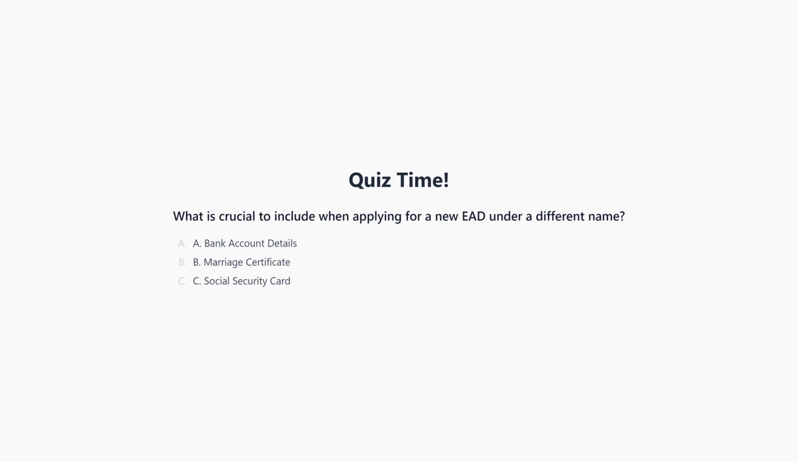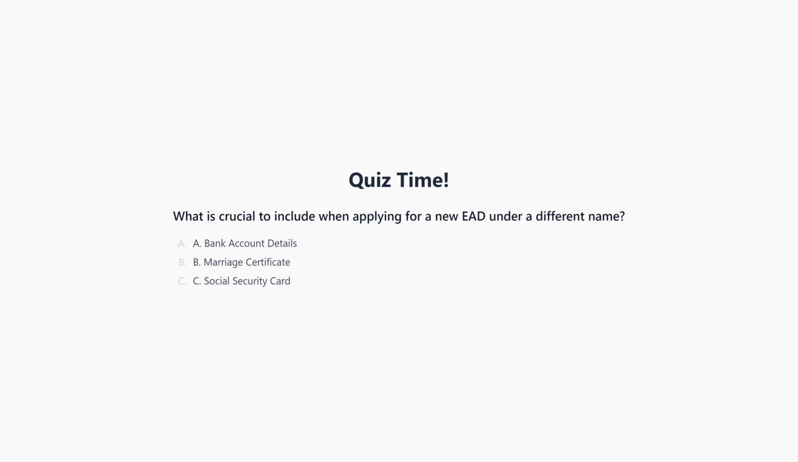Let's have a quick quiz. What is crucial to include when applying for a new EAD under a different name? Is it A, bank account details, B, marriage certificate, or C, Social Security card? You may pause the video to think about the answer, and we will discuss it in the next section of the video.